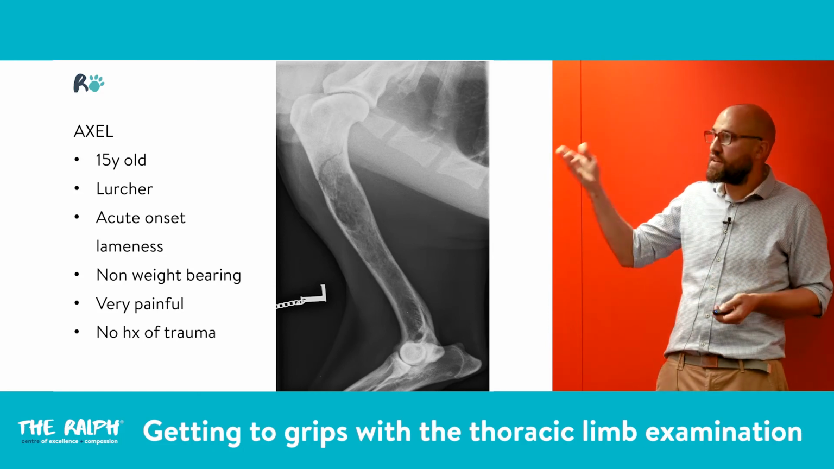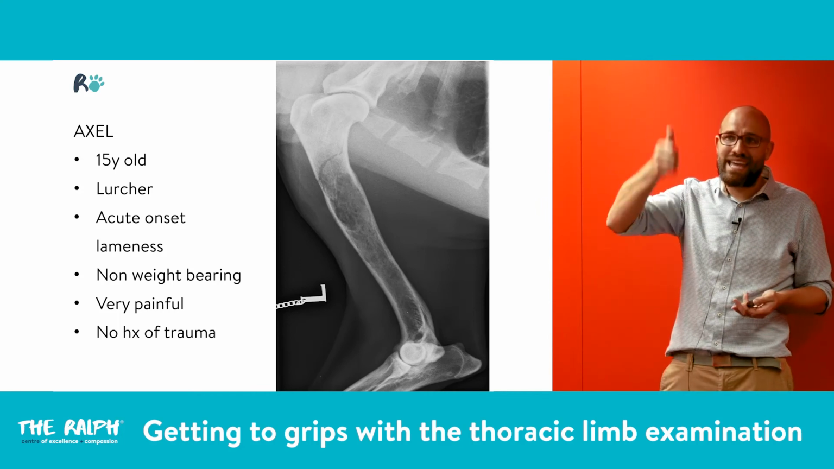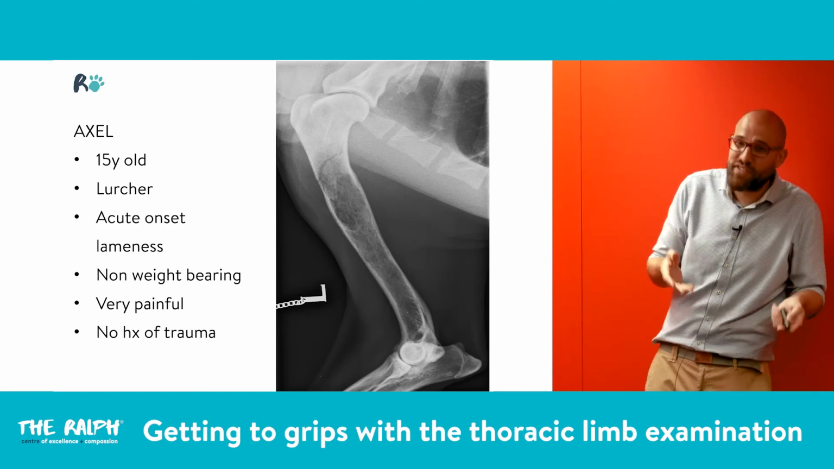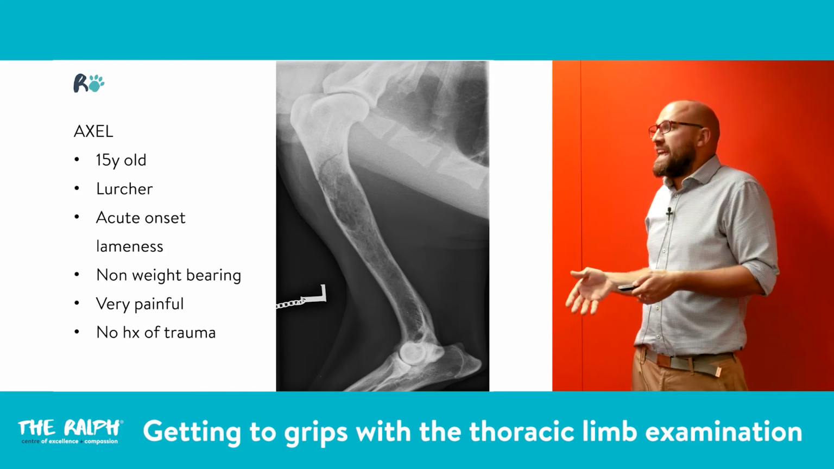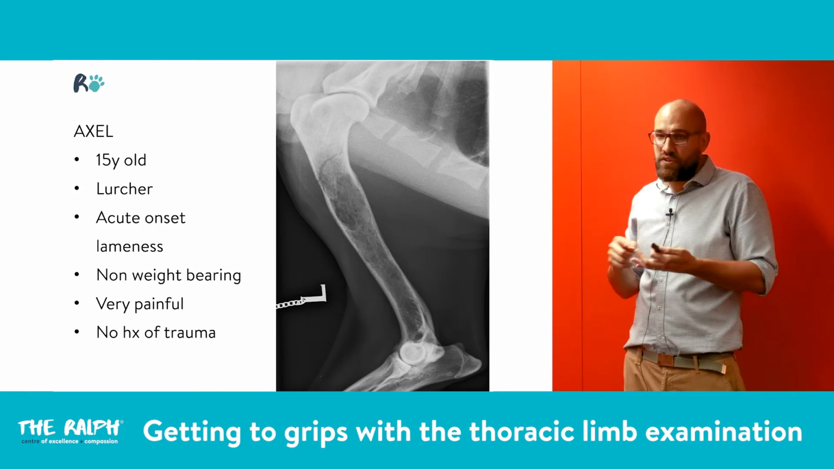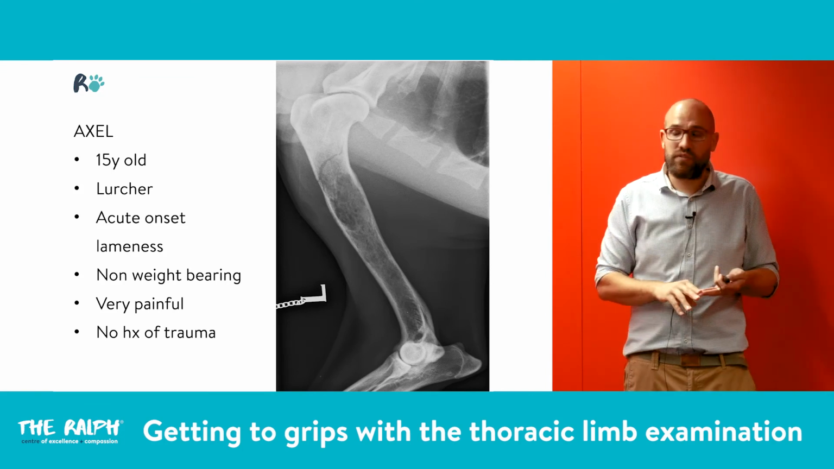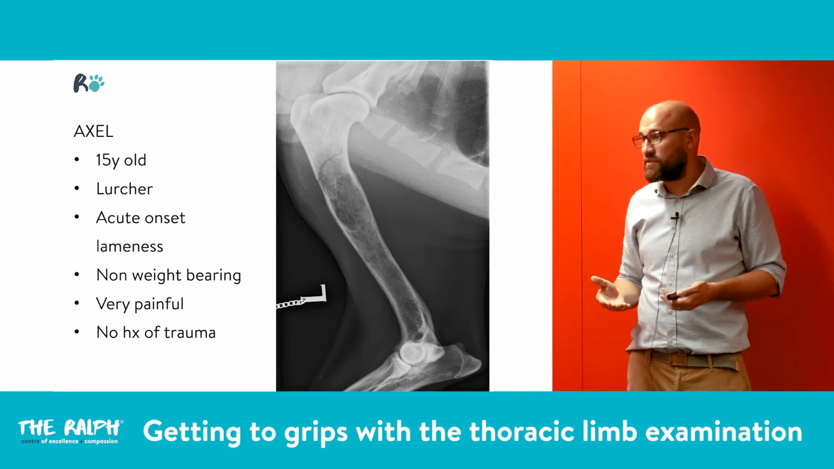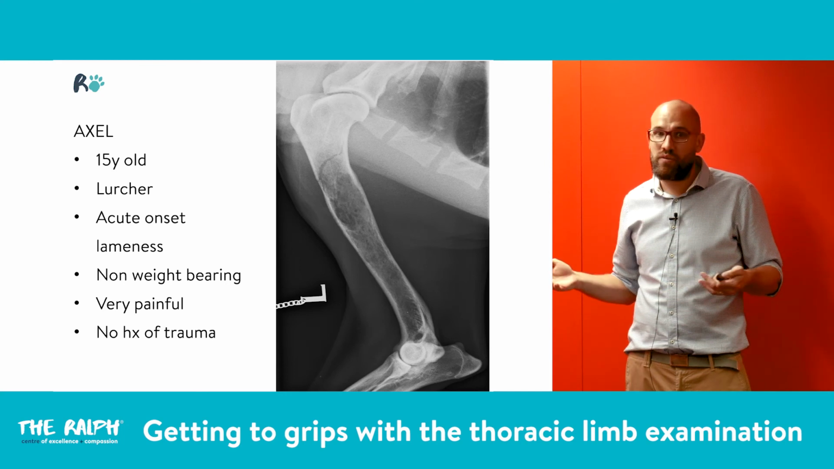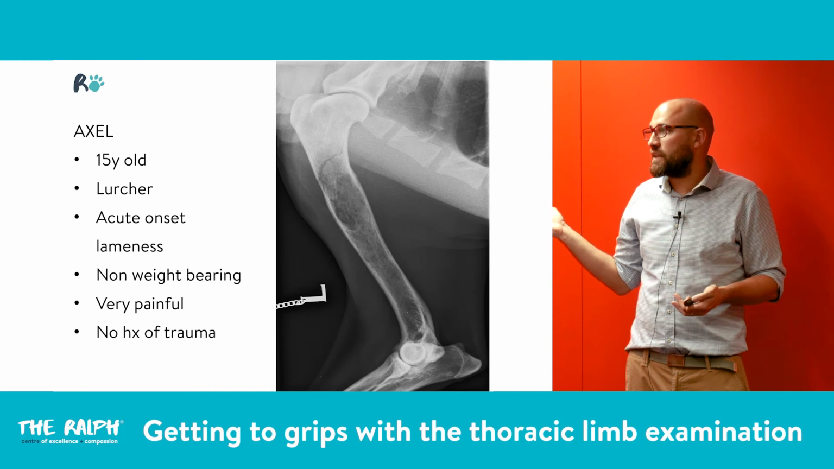Okay, so if you have a 15 years old dog, so a very old dog, from 8, 9 up, and especially if he's a lurcher or a greyhound or a flat-coat retriever, and you have acute onset of lameness without history of trauma, and the dog is not putting any weight, and the dog is very painful, then automatically you know what your answer is. You don't even need to look at the x-rays, because that's what it is.